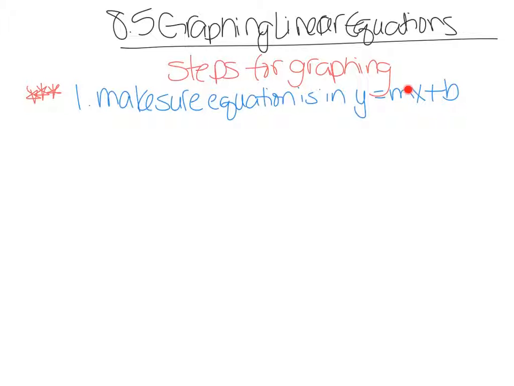Now just a reminder of what these letters mean. m is my slope, which is what we concentrated on yesterday. b is my y-intercept, or where my line crosses the y-axis. So we have to do that first: make sure the equation is in y equals mx plus b.